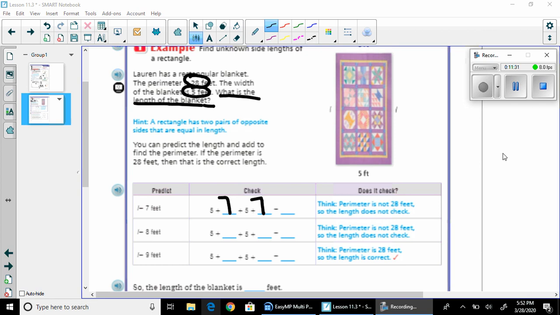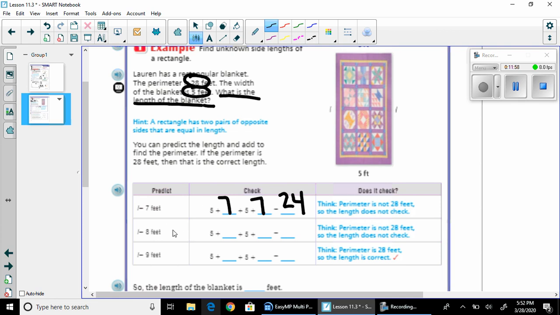All right, so if you went through and checked, you should have got an answer of 24 for your perimeter, or your distance all the way around your figure. Okay? Up above, they told us that our perimeter was 28, so we know that this is not correct. Okay, so we will try the next one.